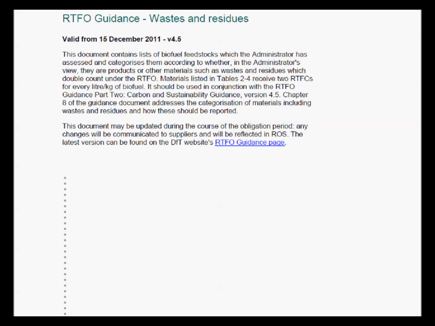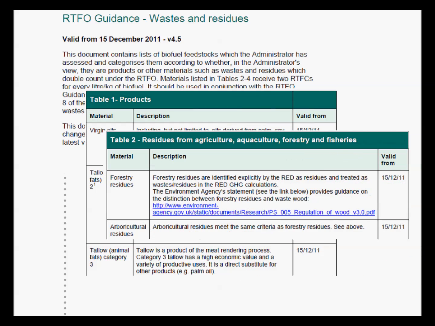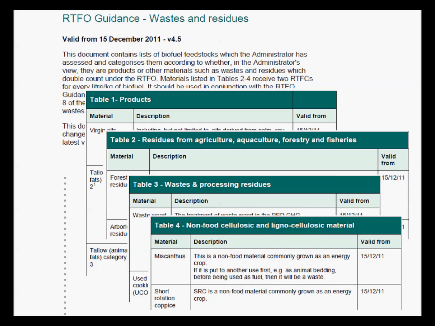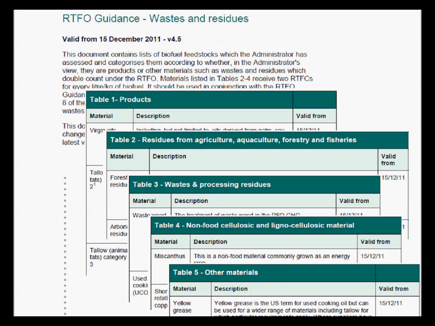Some member states have made clear guidances, as for instance this document from the UK. This RTFO guidance on waste and residues contains 5 tables on products, residues from agriculture, aquaculture, forestry and fisheries, waste and processing residues, non-food cellulosic and lignocellulosic material, and other materials.